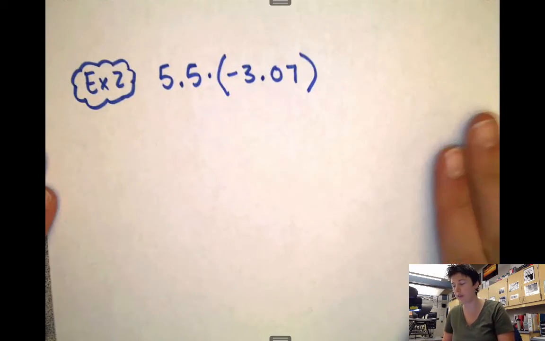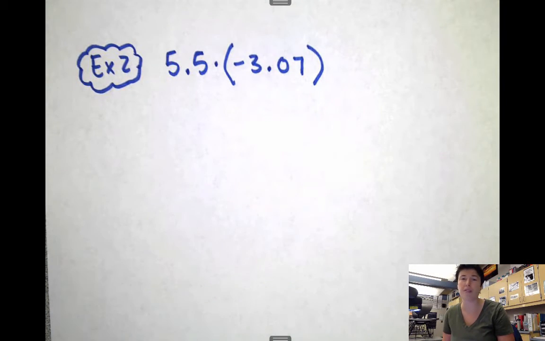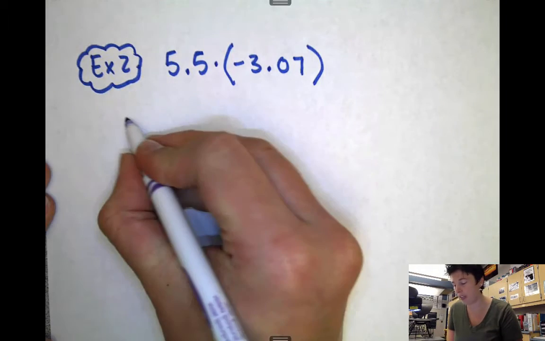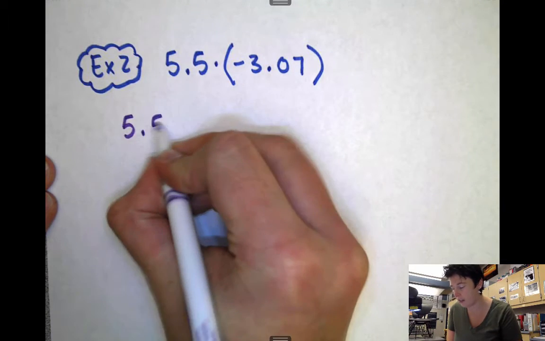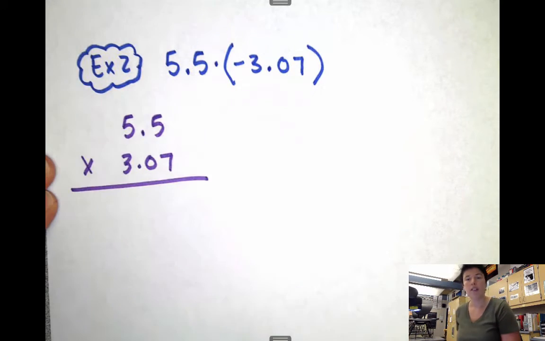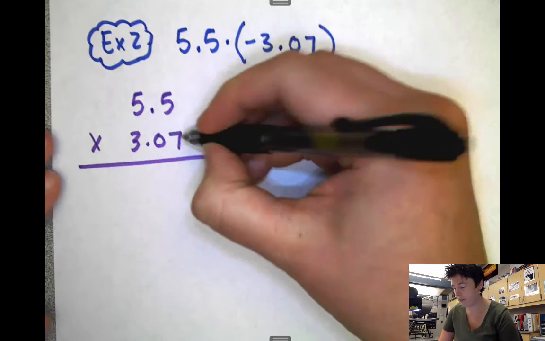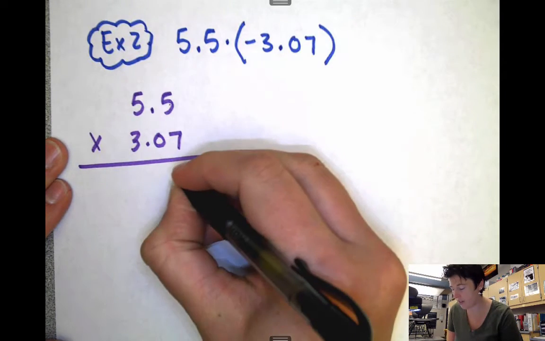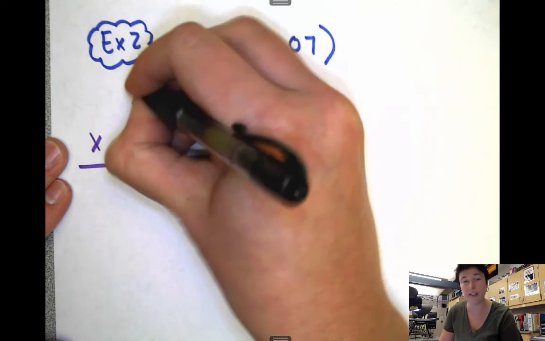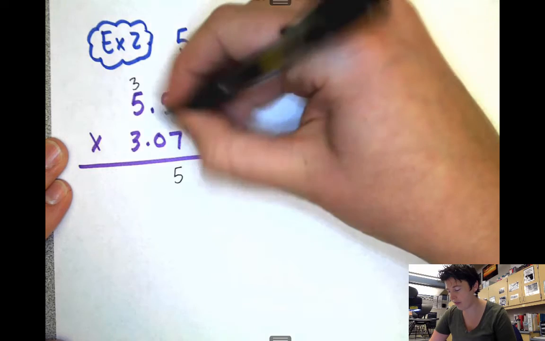Let's look at another problem here. The next one's going to be 5.5 times negative 3.07. So to do this multiplication, I'm going to stack it up vertically: 5.5 times 3.07. Okay, let's go through how to do our multiplication. First we start with the 7. 7 times 5 is 35. Put the 5 here and the 3 here. 7 times 5 is another 35.